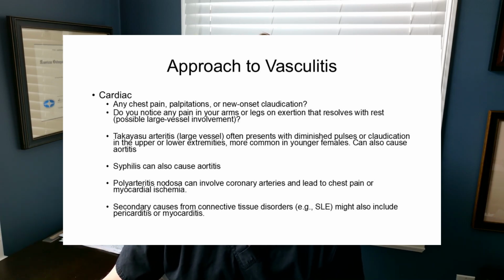Things like Takayasu's arteritis often present with diminished pulses, especially in the upper extremities. It's more common in young females. Chest pain can also be a sign of aortitis, which Takayasu's is, and syphilitic disease can also cause aortitis. Polyarteritis nodosa can also involve the coronaries and present with chest pain, as well as some secondary conditions that can present with myocarditis and pericarditis, and this might be a sign of lupus.